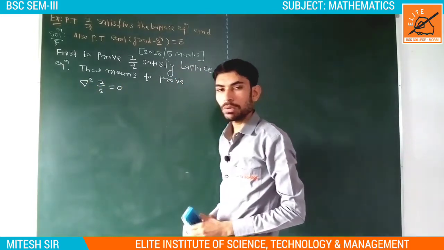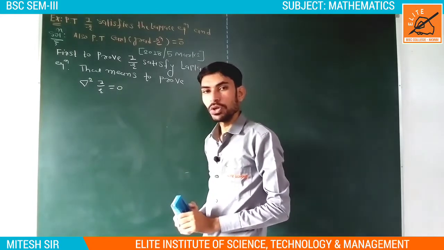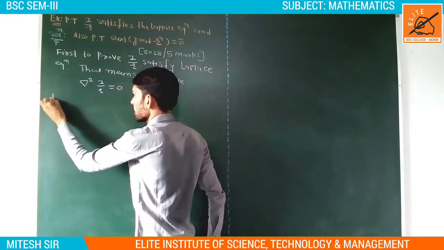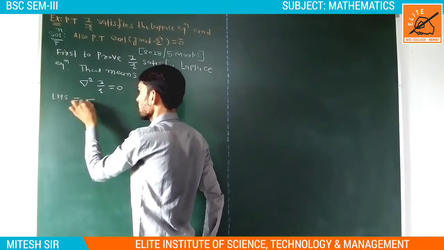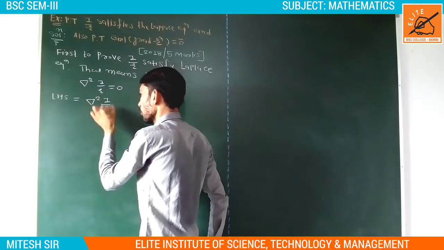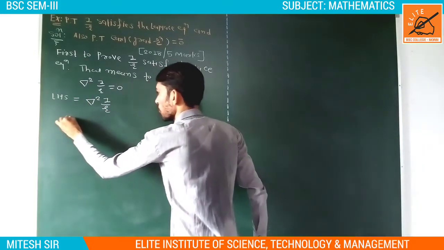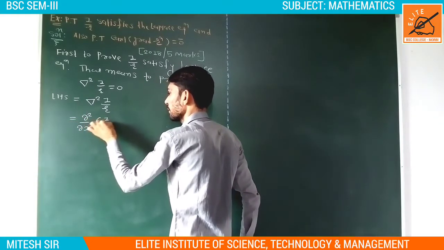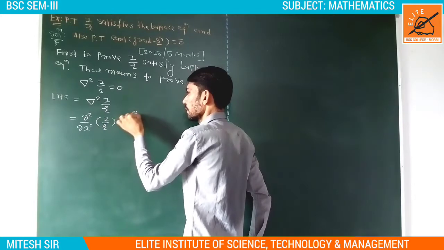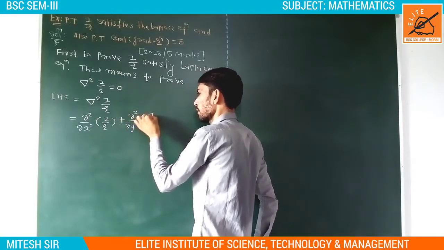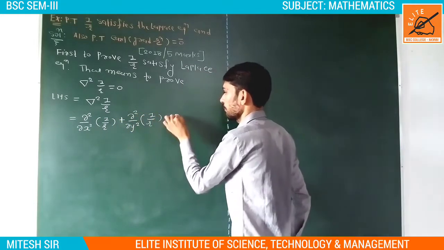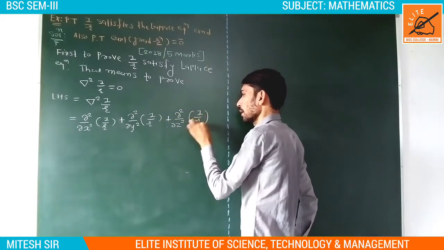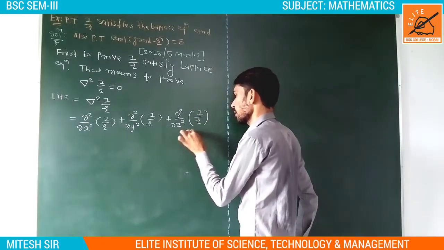So what we have to prove is nabla square 1 upon r is equal to 0. So here we start our proof with the LHS side and we obtain the RHS side. So in LHS is nabla square 1 upon r. So here we apply the Laplace formula. Nabla square means del square upon del x square 1 upon r plus del square upon del y square 1 upon r plus del square upon del z square into 1 upon r. So this is called equation number 1.